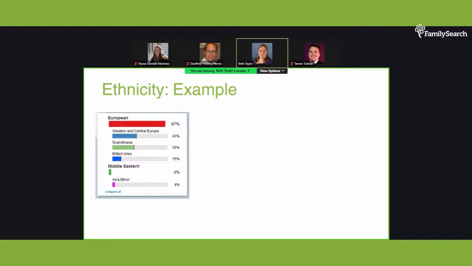You see the breakdown: 43% Western and Central Europe, 39% Scandinavia, 15% British Isles. The thing that's always unique to me here is the Scandinavian, since I have no known Scandinavian ancestors. But actually, that's what I looked like. That's what my DNA came back as of April 2016.